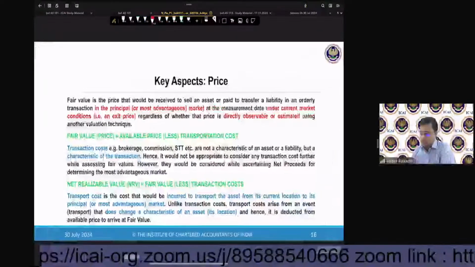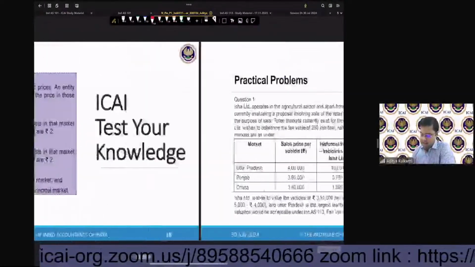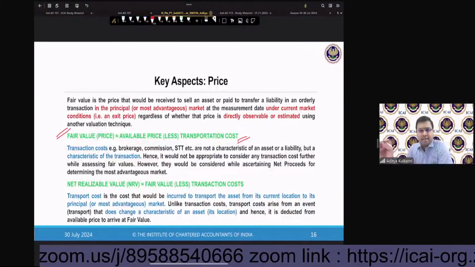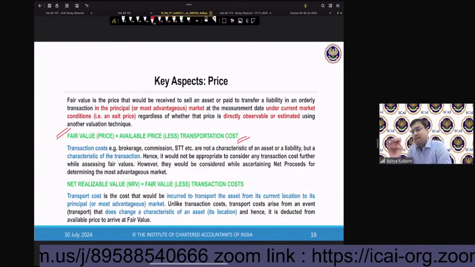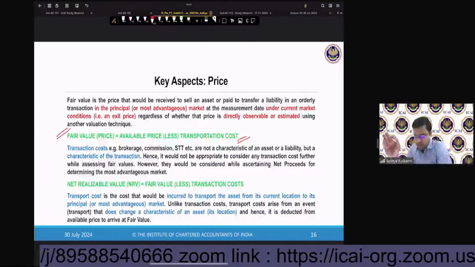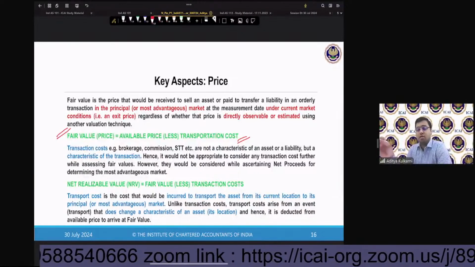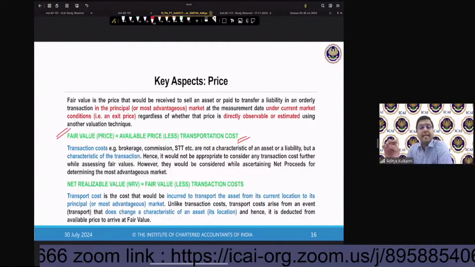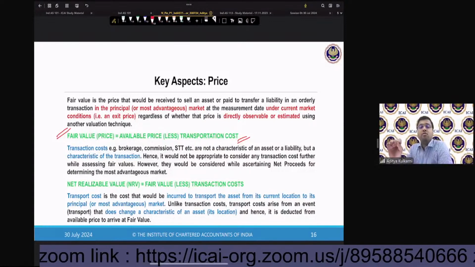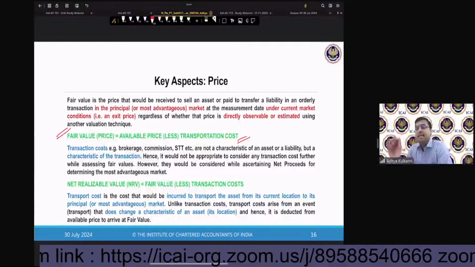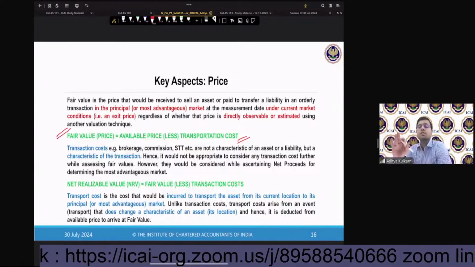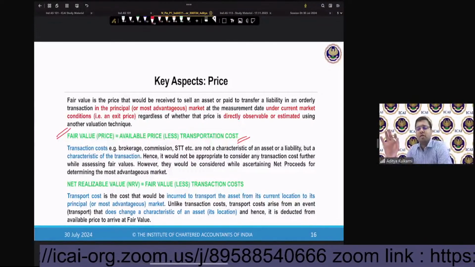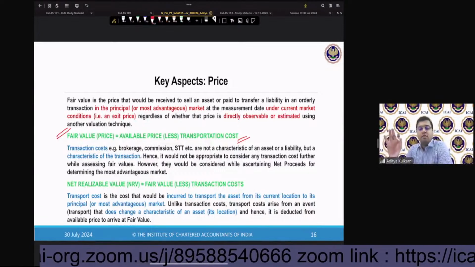Okay. So coming to how do I calculate fair value? Fair value is nothing but available price minus transportation cost. For the most advantageous market, we look at net proceeds. Net proceeds is available price minus transportation minus transaction cost. But that transaction cost is transaction specific. It becomes entity specific. Whereas for the purpose of fair valuation, we have to consider only the market perspective, not entity specific cost. And therefore, we exclude the transaction cost and we say that fair value equals available price less the transportation cost. So this is the definition of fair value that you will take away from today's session.